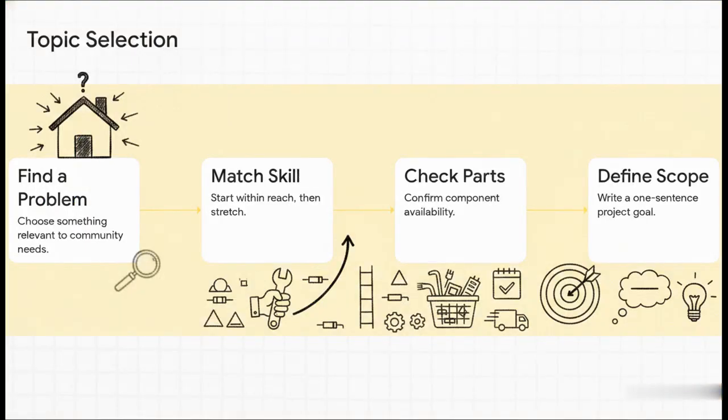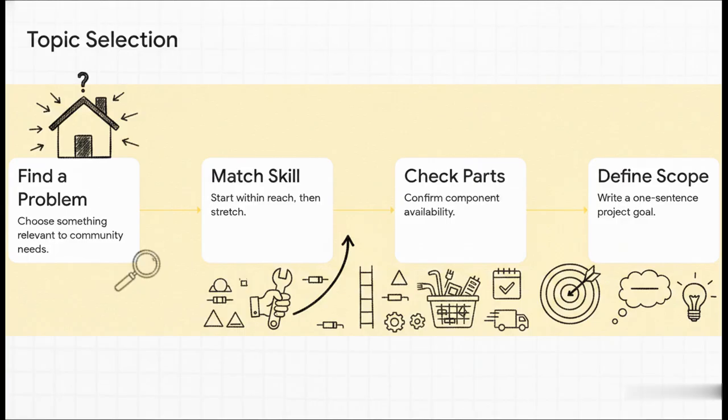There are 4 absolutely crucial steps to picking a good project topic. Step 1, identify a real problem. Look around your home, your campus, or your community for actual needs. Step 2, match your skill level. Start with something that's within your reach, and then you can stretch yourself later. Step 3, check component availability. Make sure the sensors you want are actually in stock locally or can be shipped in a reasonable time frame.